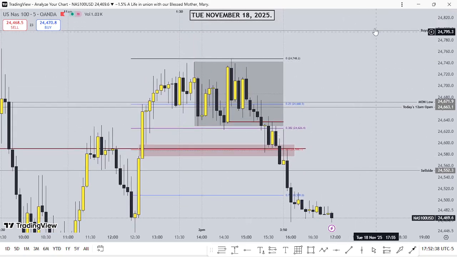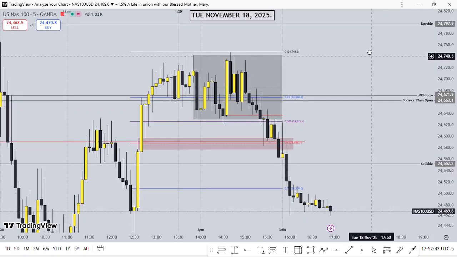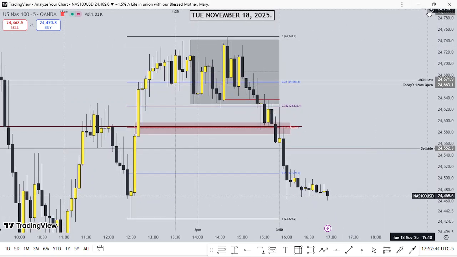You can see I already called out a level here that I was interested in. I called it the buy side liquidity. I just say simply buy side, and then you can see an area I was also interested in looking from the, I guess, 4 hour time frame, and I call it sell side. And then this is Monday's low. Yesterday being Monday, it's candle's low, and this is today's 12 a.m. opening price.